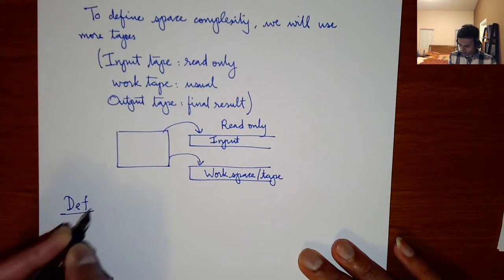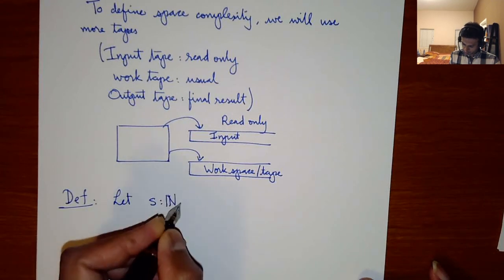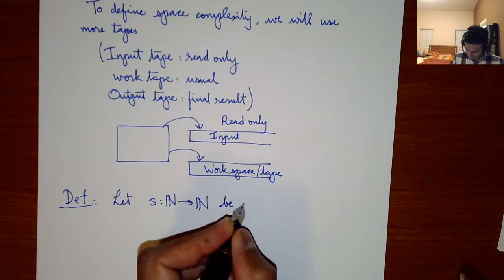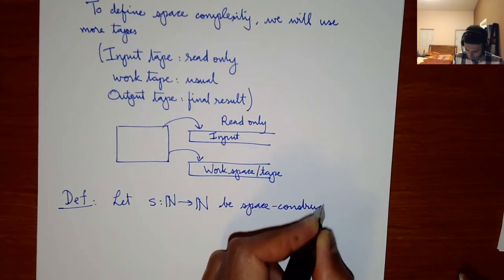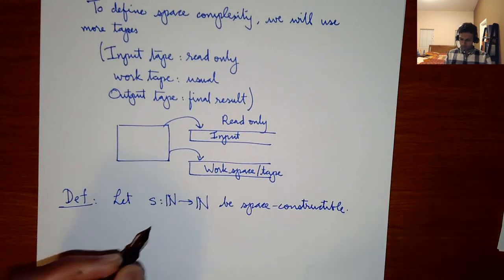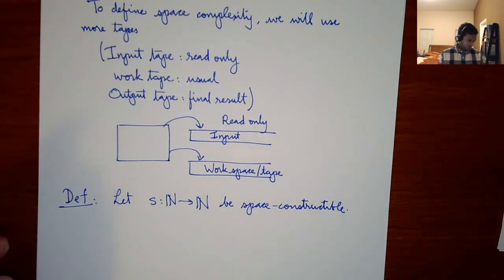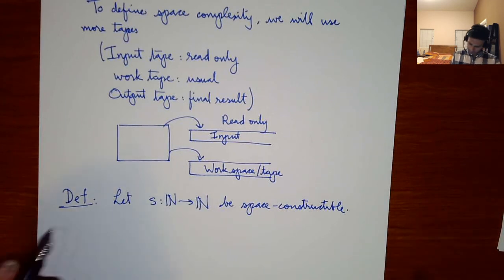So now what I can do is define, let S be a function, be space constructible. Again, this is a technical condition that we don't necessarily need to get into. For now, if you didn't want to worry about this, just think of S as a well-behaved function. Logarithms, polynomials, the sort of nice functions that we use when we describe time and space complexity.